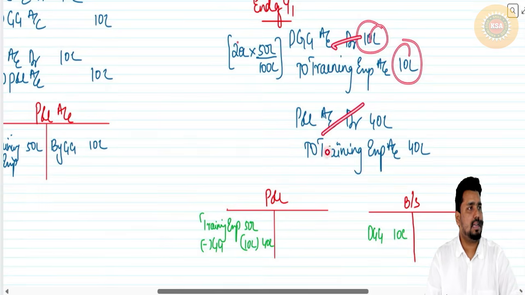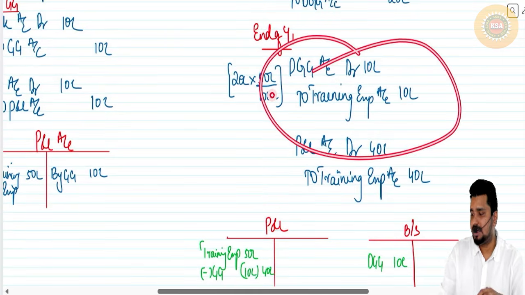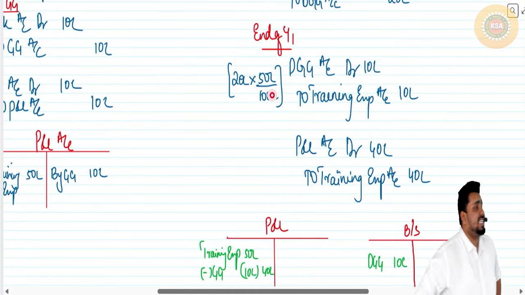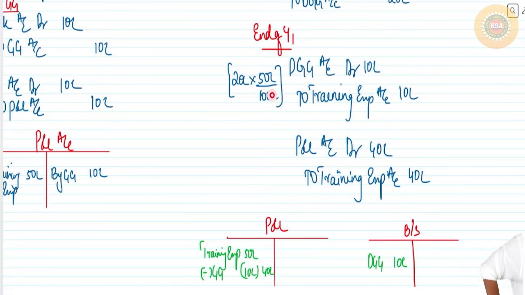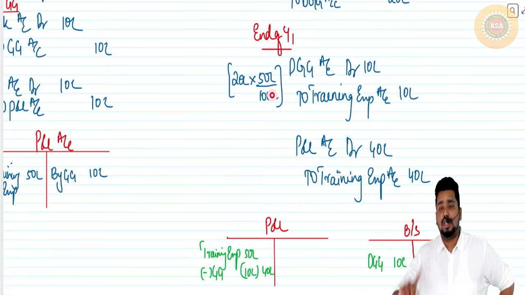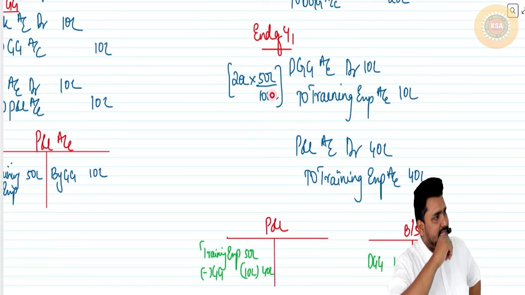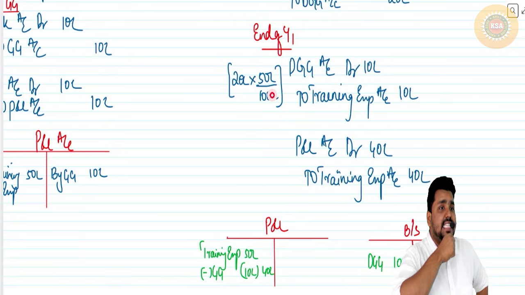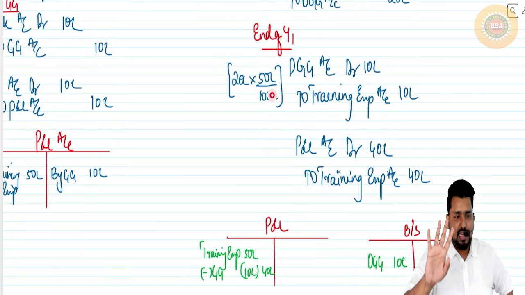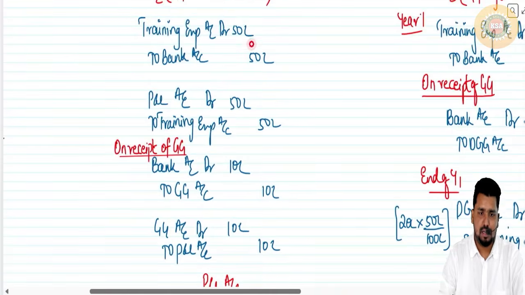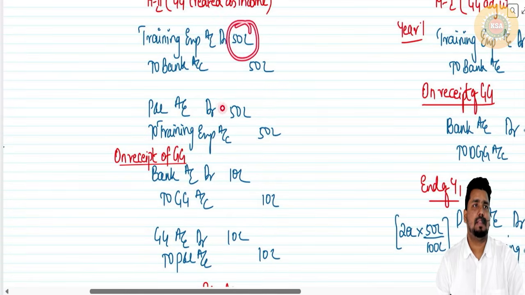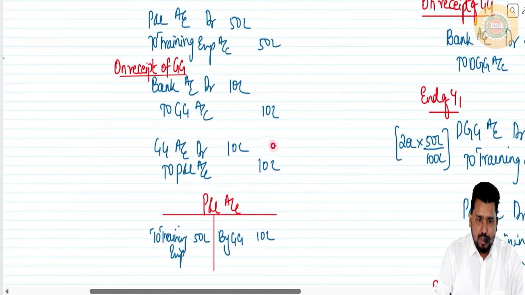Clear or not clear? So what is the entry if it is adjusted with the training expense? DGG to GG. When we will pass DGG to GG? If it is shown as separate income. If it is this method, DGG to adjust it with the training expense. Therefore, listen to me. How much is the training expense you are incurring? Out of which, how much you are adjusting?